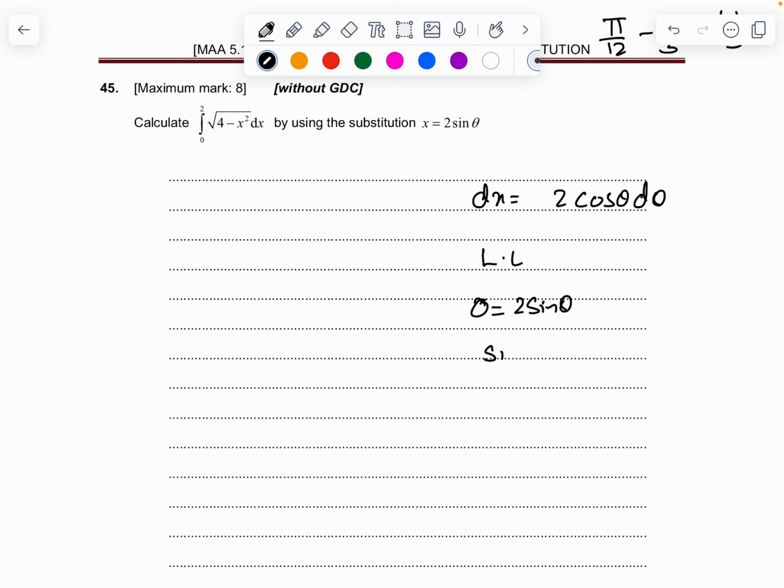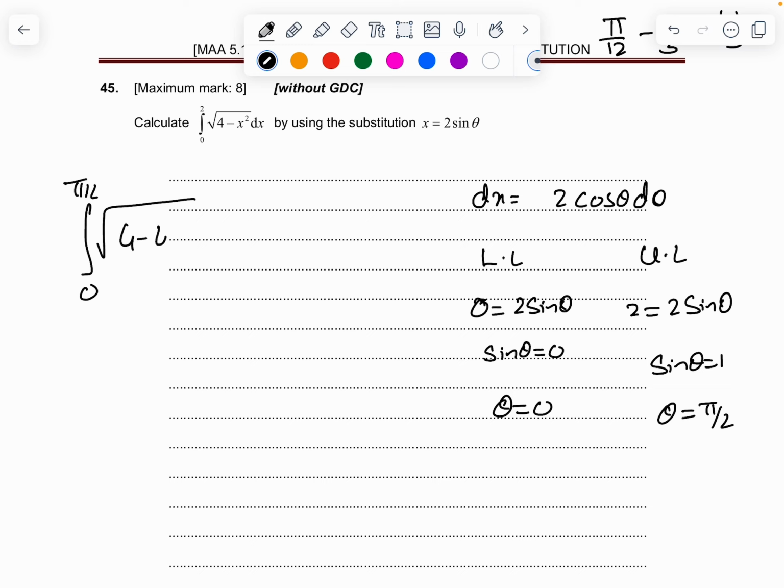Last time I did it without changing the limits, but it is better to change the limits. So theta equals 0. Upper limit: 2 equals 2 sine theta, sine theta equals 1, so theta equals pi by 2. So it will become 0 to pi by 2.